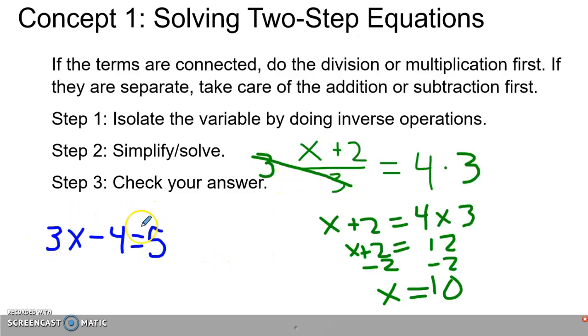If they are not connected, we're going to take care of our addition or subtraction first. That way we can get it out of the way so we don't have to worry about it when we're doing our multiplication or division. So I'm going to add the opposite, add 4 to both sides, and end up with 3x, these cancel, equals 5, and I'm going to do it in this step. 5 plus 4, which is 9. So I solved this operation in the same step, which is totally fine.